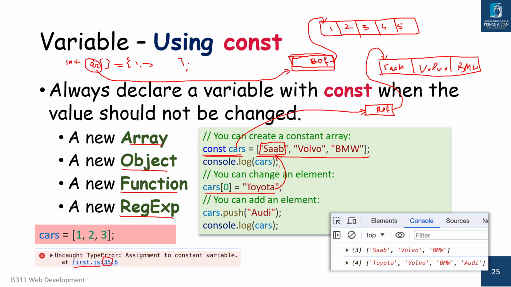This is the print of the first console log. And then after we have changed the information inside cars, and also added a new element here, it will print the new array: Toyota, Volvo, BMW, and Audi.